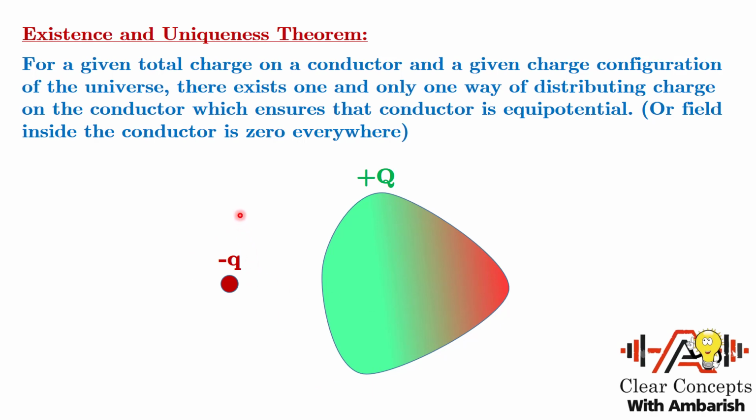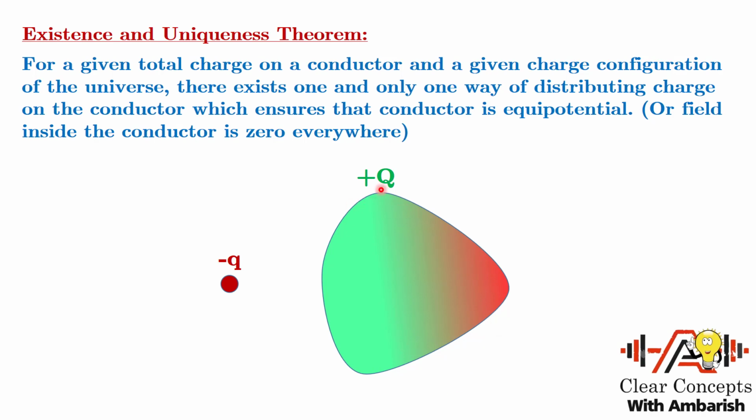So what do we expect? We expect this minus q will attract the positive charge, more of the positive charge on this side, and maybe there will be some negative charge on the other side. That will depend on the total magnitude of plus q. So now what does the existence and uniqueness theorem say? Let's say I placed minus q over here and I got some charge configuration, let us say sigma naught, on this conductor, where sigma naught itself is a function of x, y and z, on the surface.